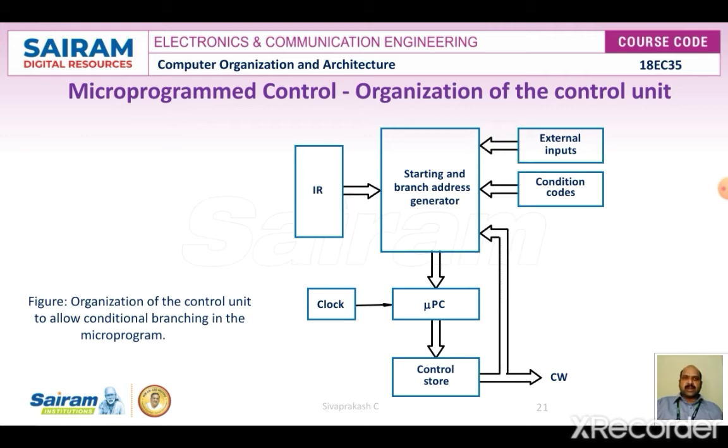In addition to the branch address, this micro instruction specifies which of the external inputs, condition codes, or possible bits of the instruction register should be checked as a condition for branching to take place. Hence this diagram allows conditional branching in the microprogram. The instruction branch if greater than 0 may now be implemented by a micro routine such as shown in this figure.